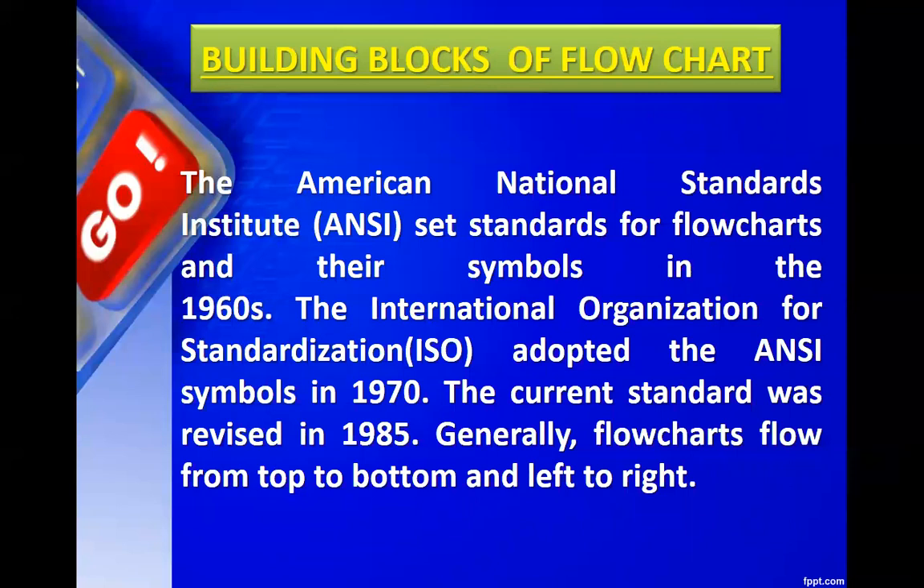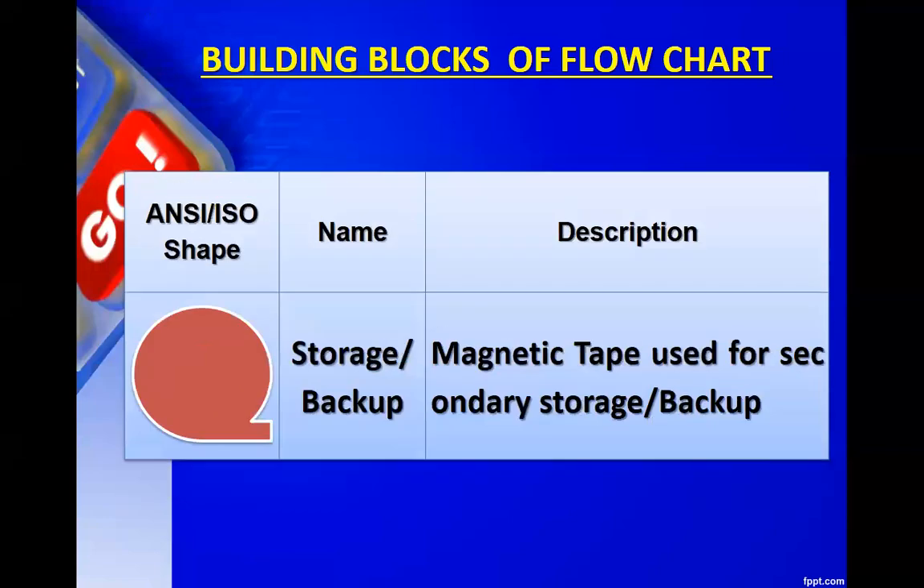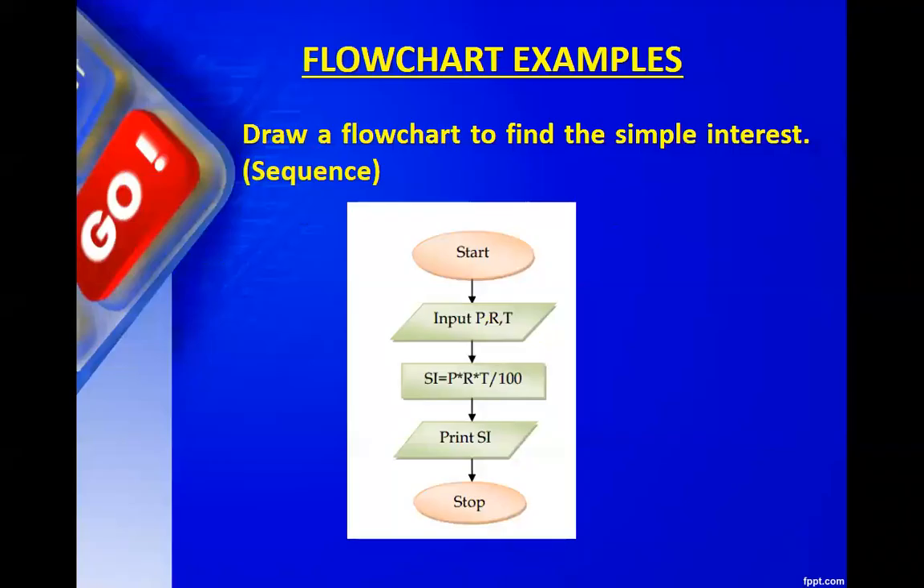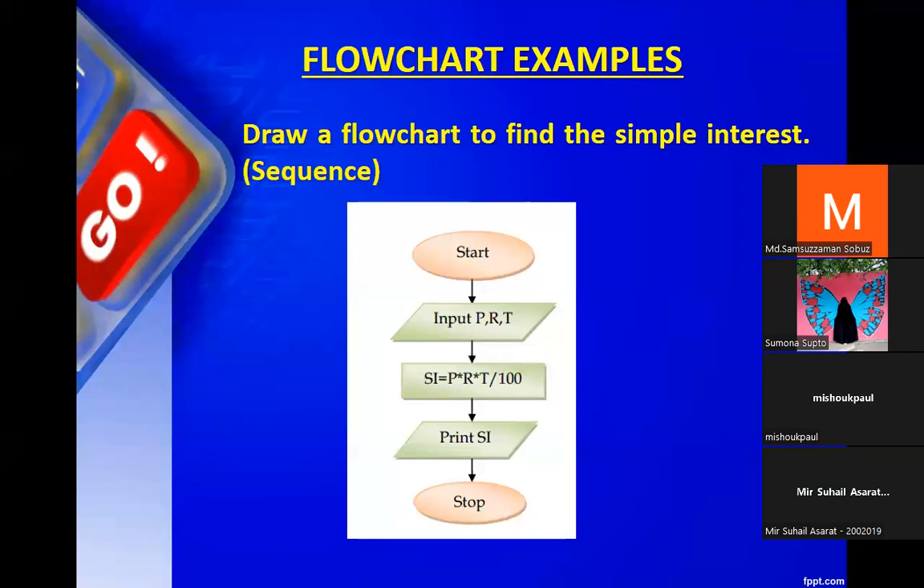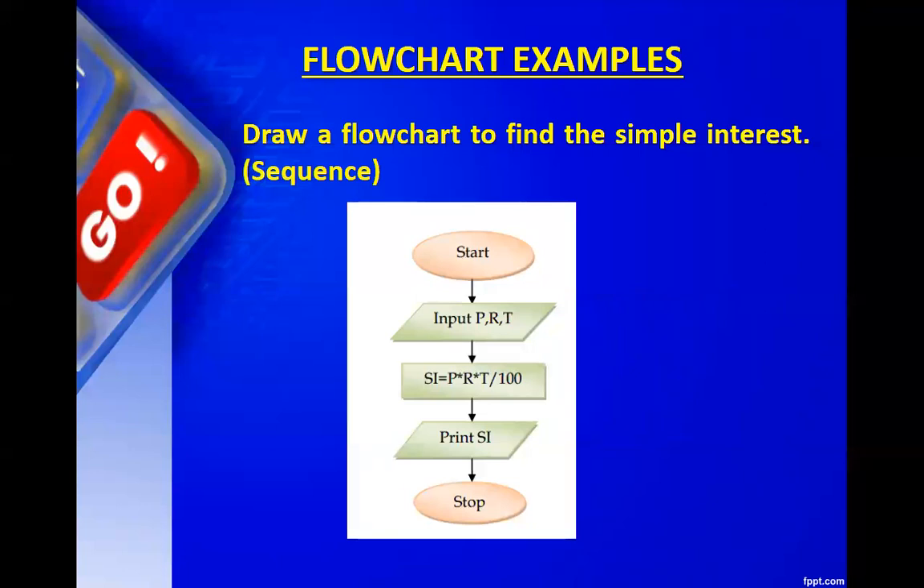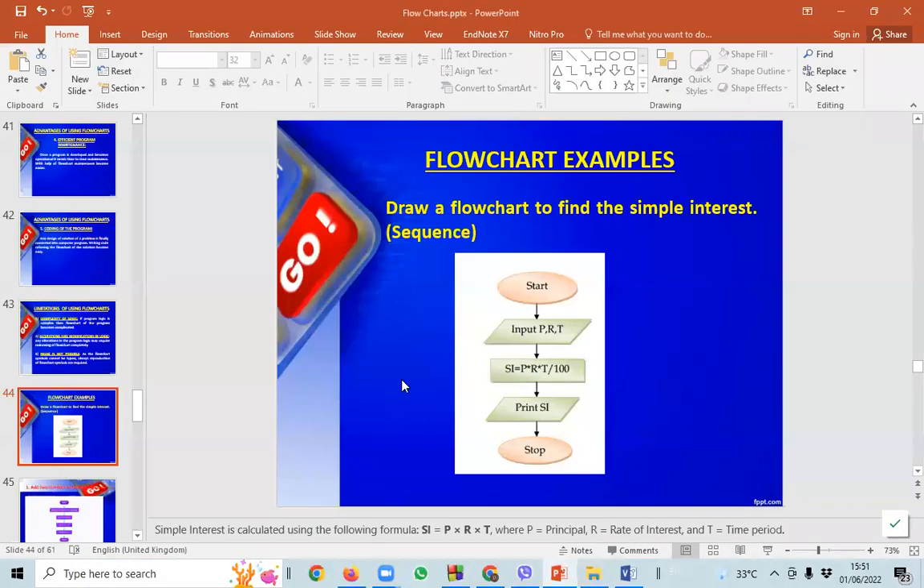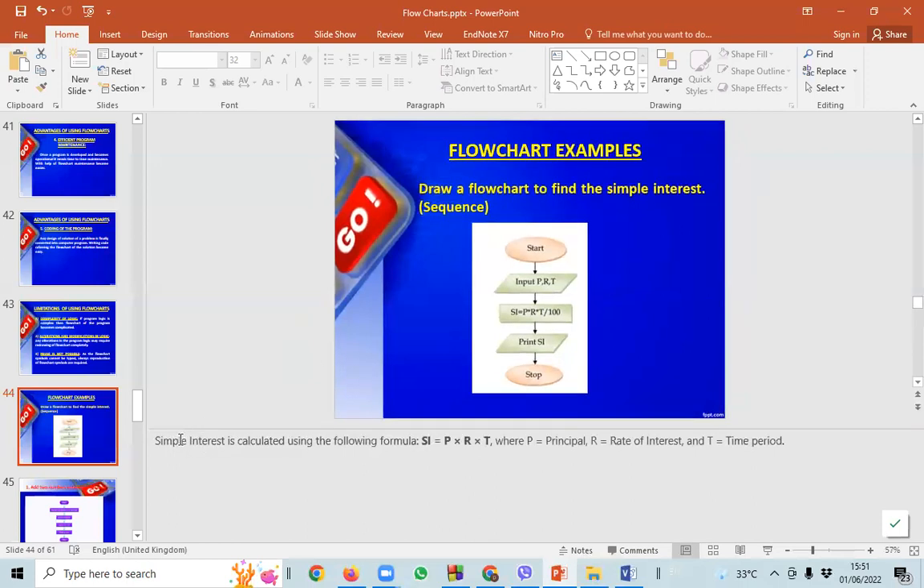So if I ask you to solve a problem, we can see a problem like this one: draw a flowchart to find the simple interest. You see, this is a programming problem. You need to draw a flowchart to find the simple interest. Basically, simple interest, you already know, is the basic calculation. Simple interest SI is calculated based on principal, based on rate of interest, and based on time T. You see, this is the basic simple interest calculation.